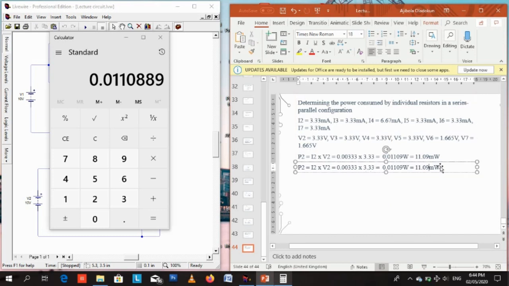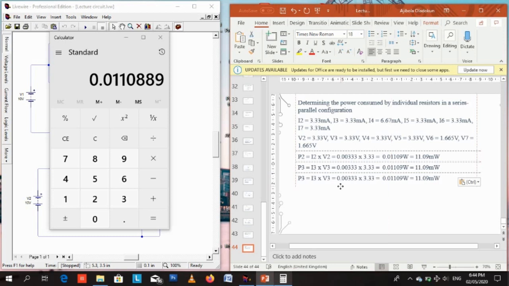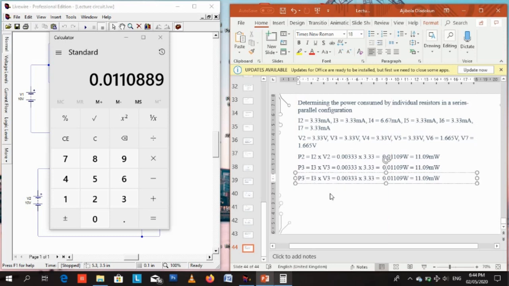So we've determined that we'll go for P3, we'll go for P4, P5, P6, and P7. So let's go for P3. P3 is I3 times V3. So we are going to analogously do what we did for P2. So P3 is I3 multiplied by V3. So I3 is the same as I2 basically, and V3 is also the same. So it means that P3 will also be the same. So let's go for P4.